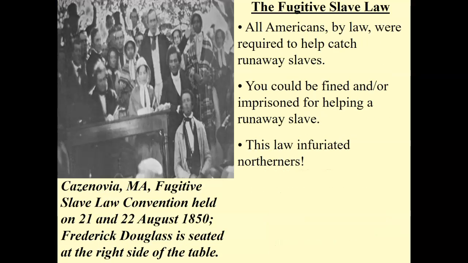So many in the North were infuriated by it, and many states passed those personal liberty laws and said, look, we're just not going to abide by it, which infuriates the South. Think about it. They've gone about this the way they thought was right, and now they feel like the northern states are the ones that aren't upholding the Constitution. And so they began to drift apart.